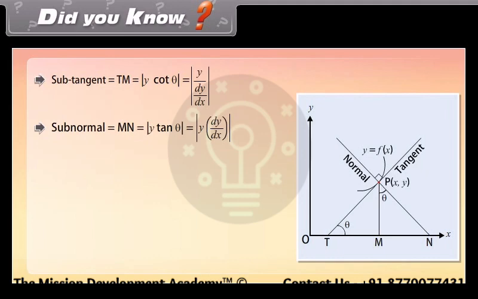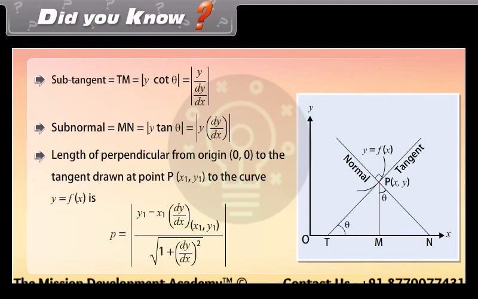Length of perpendicular from origin (0, 0) to the tangent drawn at point P(x1, y1) to the curve y is equal to f(x) is p is equal to modulus of (y1 minus x1 into dy/dx at (x1, y1)) divided by square root of 1 plus (dy/dx)^2.